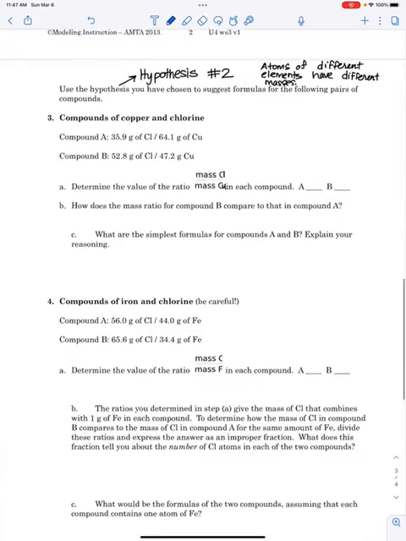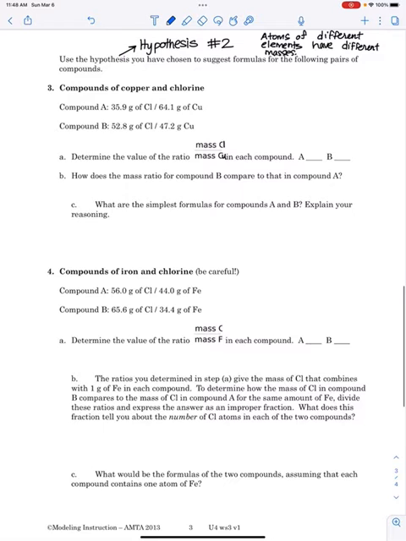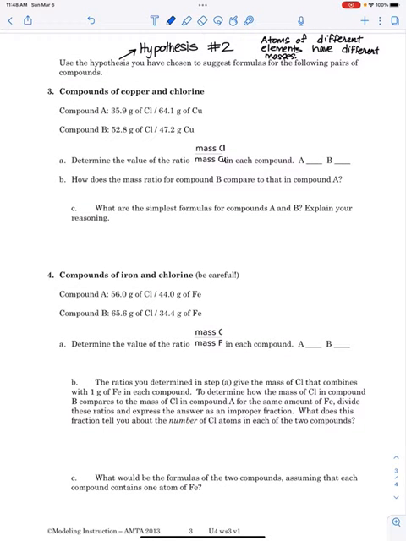We, at this point, have discovered that elements of different types have different sizes and different masses. So atoms of different elements have different masses. And so we're going to use these mass ratios to figure out how I'm going to draw my circles of atoms. It says, use the hypothesis you have chosen to suggest formulas for the following pairs of compounds.